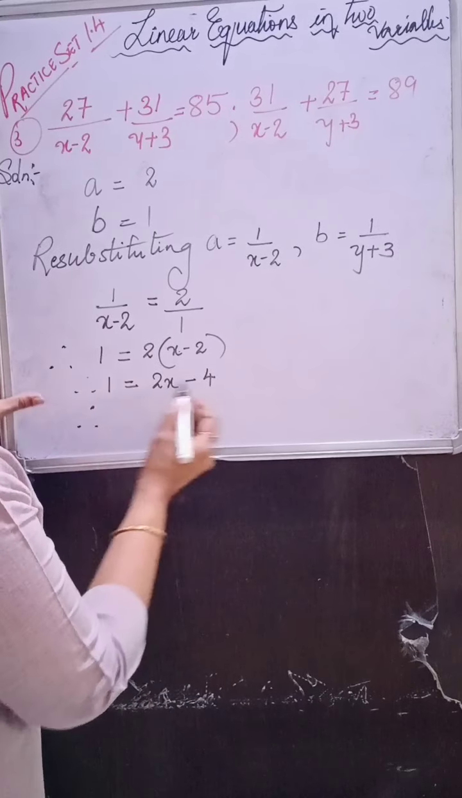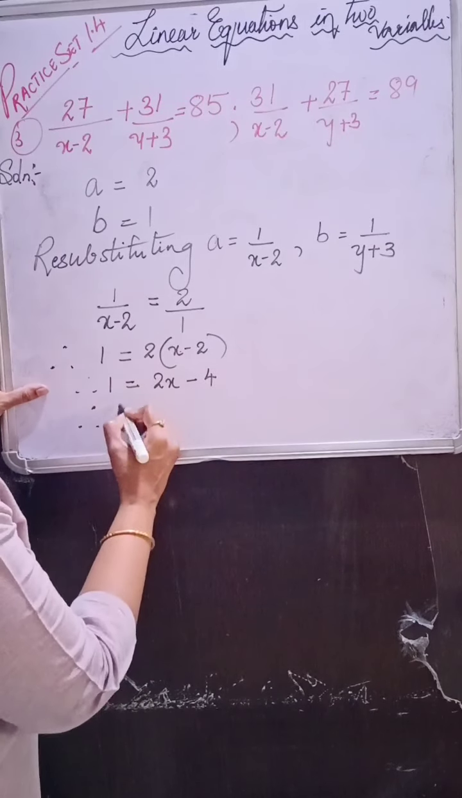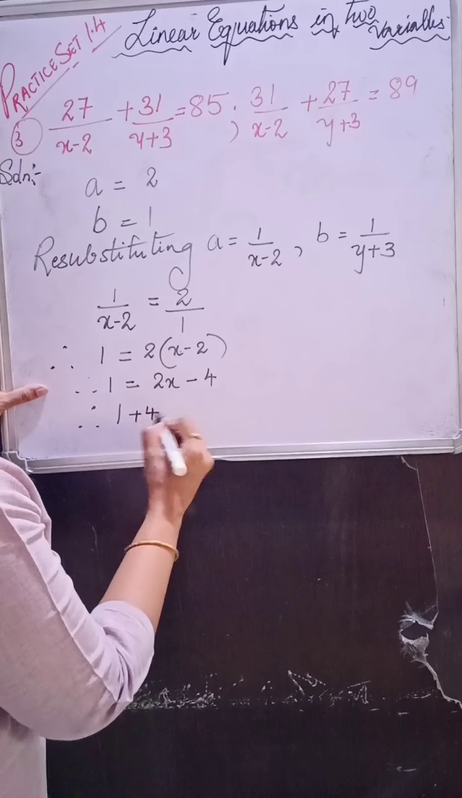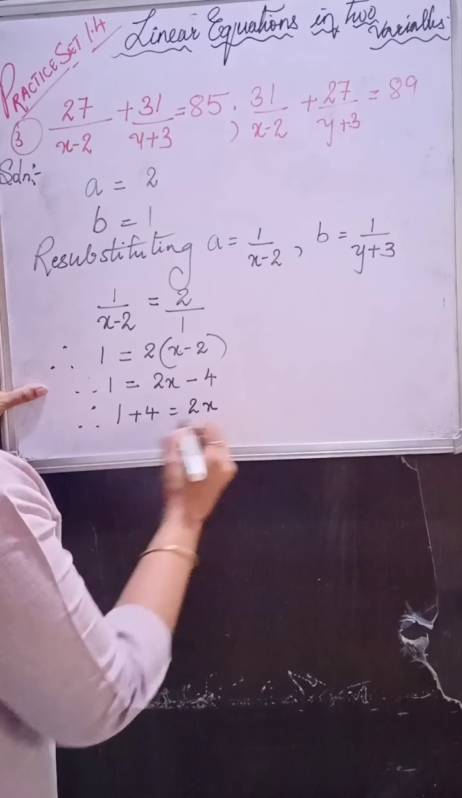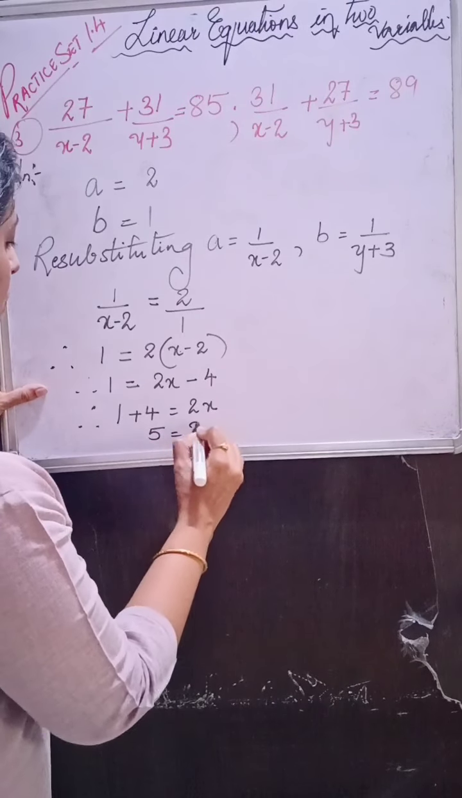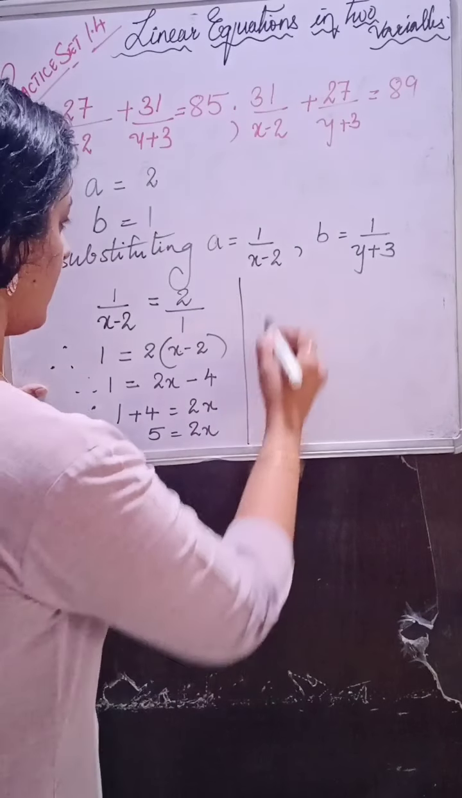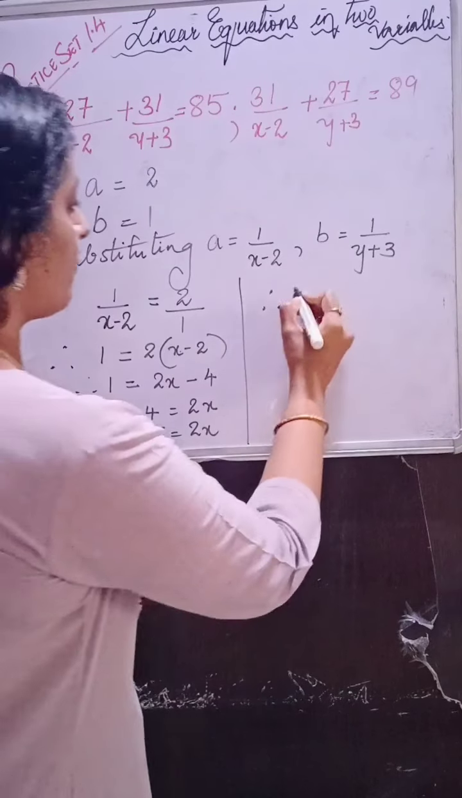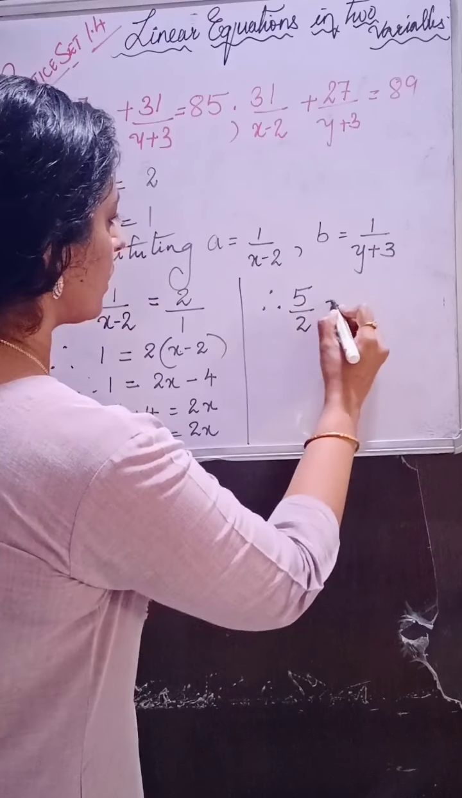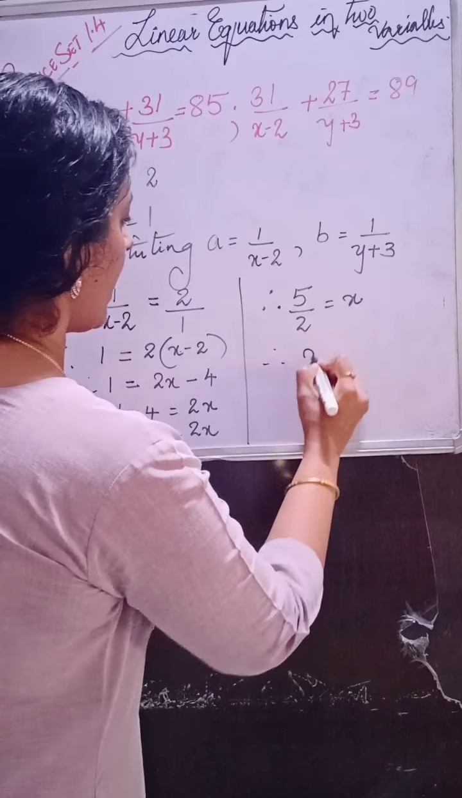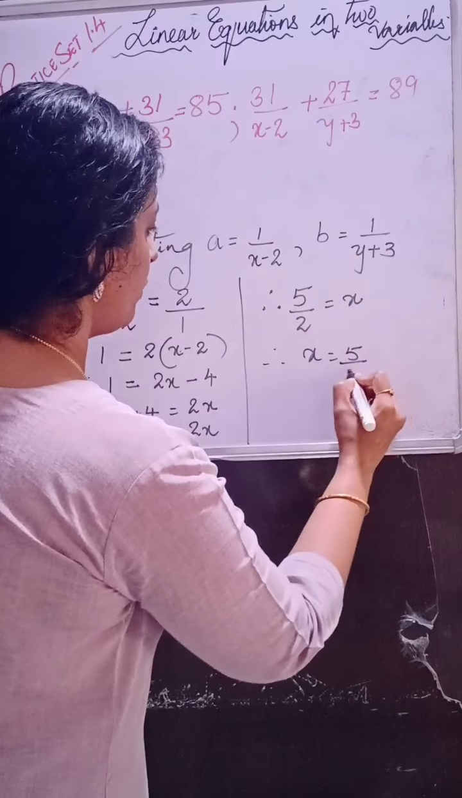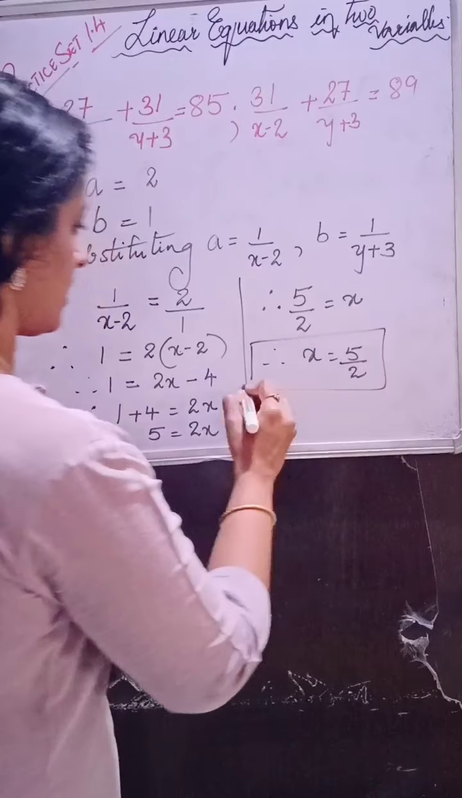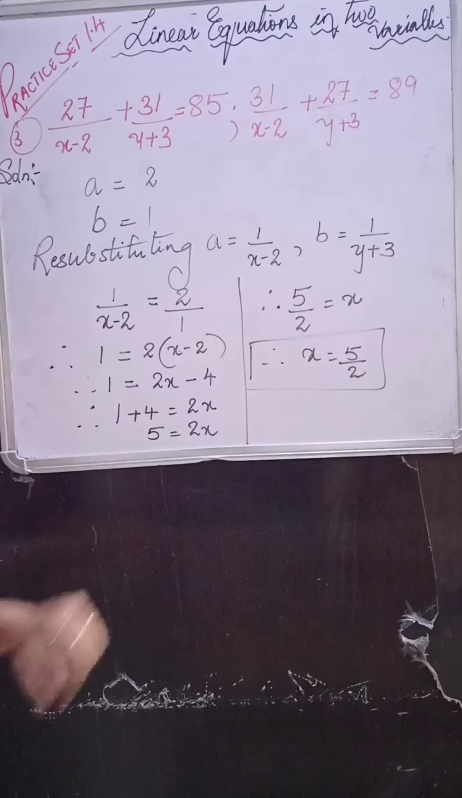Therefore, bring 1 minus 4 to the other side. 1 plus 4 is equal to 2x. So 5 is equal to 2x. Therefore, 5 upon 2 is equal to x. So we got x as 5 upon 2. Highlight it. X we got 5 upon 2.